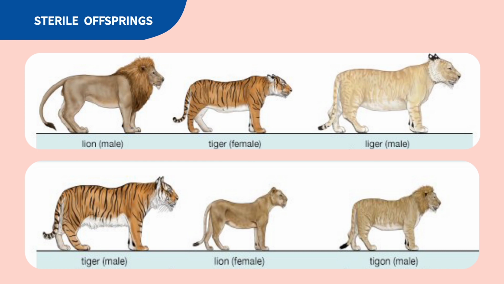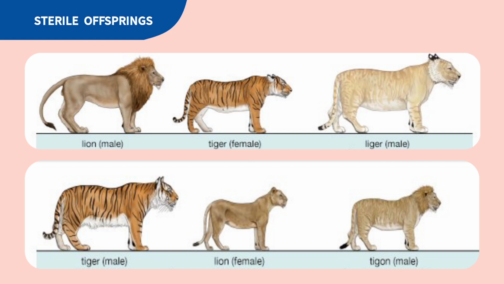They belong to a very close family, right? This lion and tiger belong to very closely related species. But when they cross, they result in infertile offspring. Normal reproduction results in offspring which are fertile in nature. But this type of cross mating results in infertile offspring.